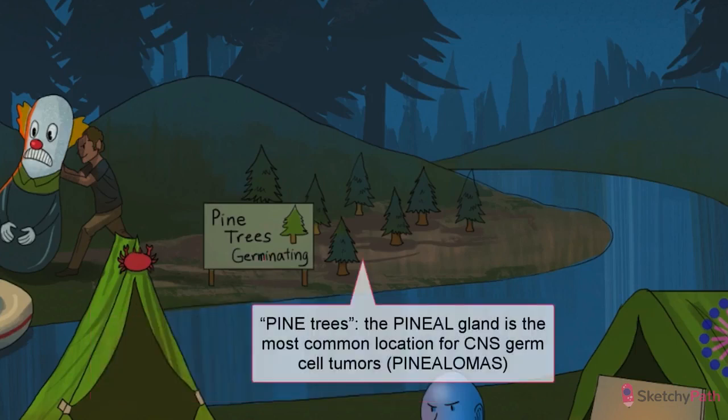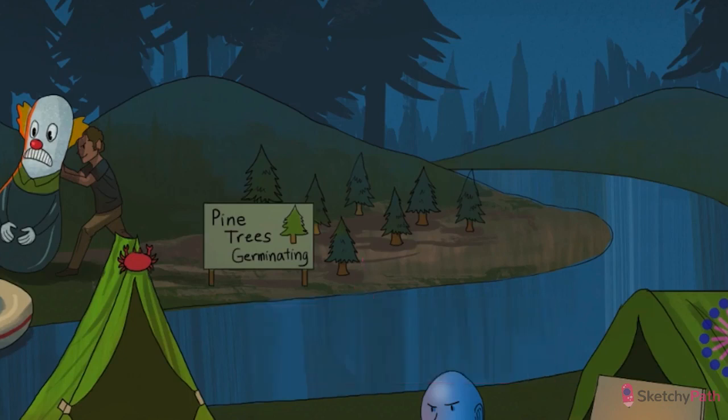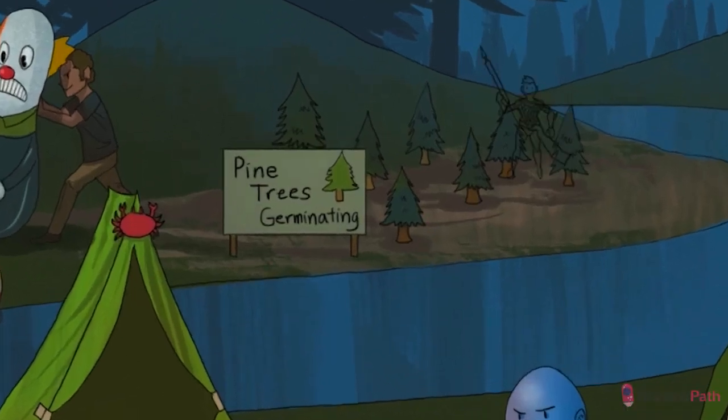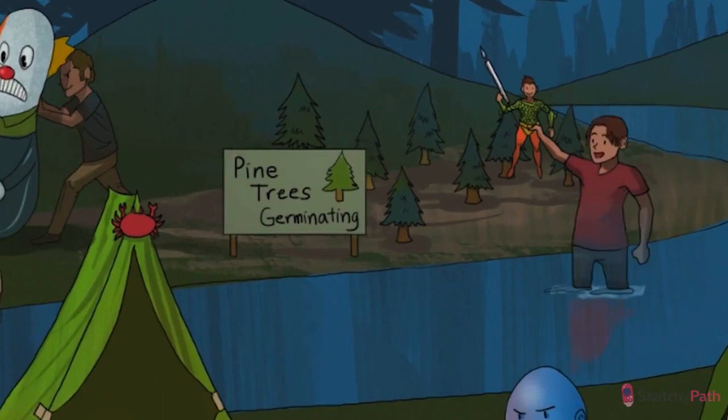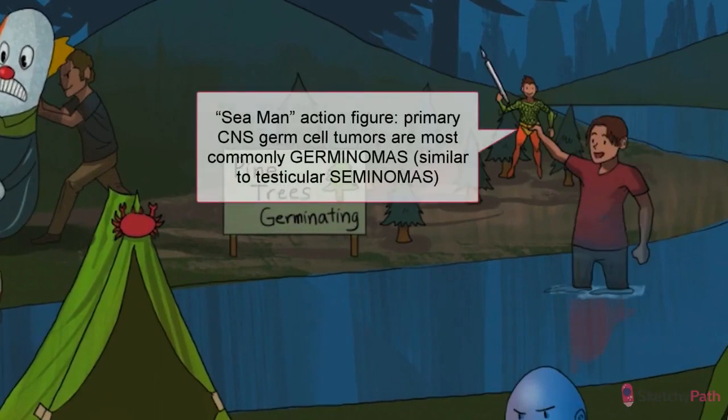A common location for extragonadal germ cell tumors in the CNS is the pineal gland, causing a pinealoma. Other locations in the midline where you might find extragonadal germ cell tumors include the mediastinum and the suprasellar region in the brain. Specifically, the most common type of primary CNS germ cell tumor is the germinoma, a tumor that closely resembles the testicular seminoma. That means you'll see large round cells with abundant cytoplasm, almost like a fried egg. Check out the testicular tumor tetherball sketch for more details.